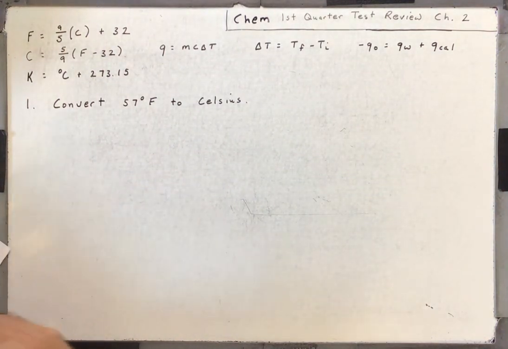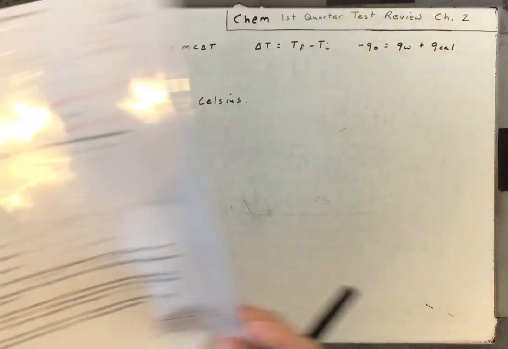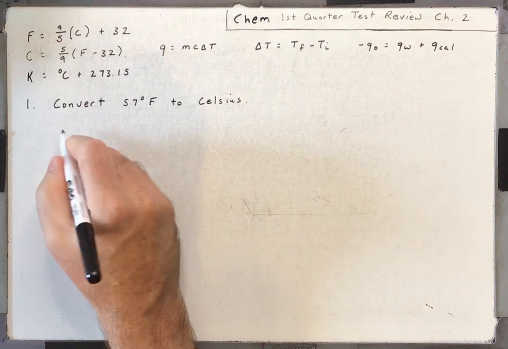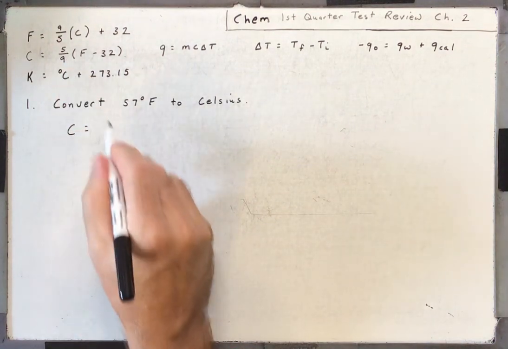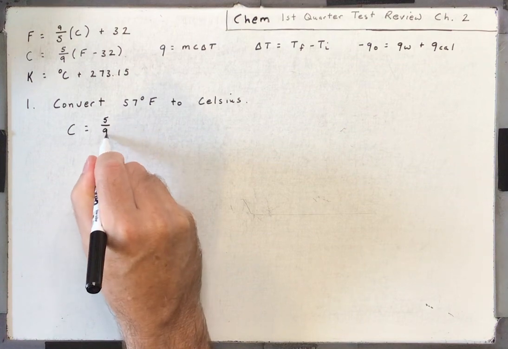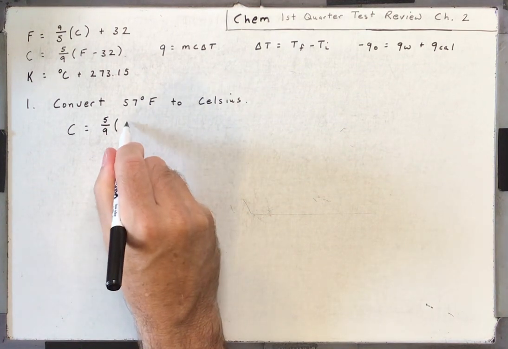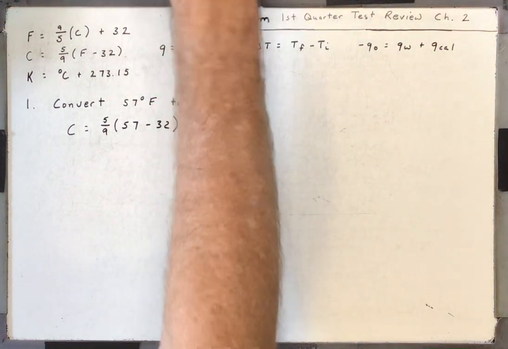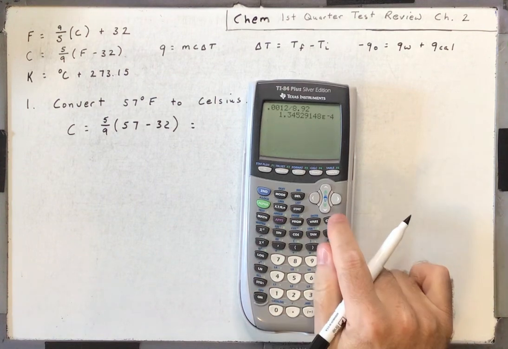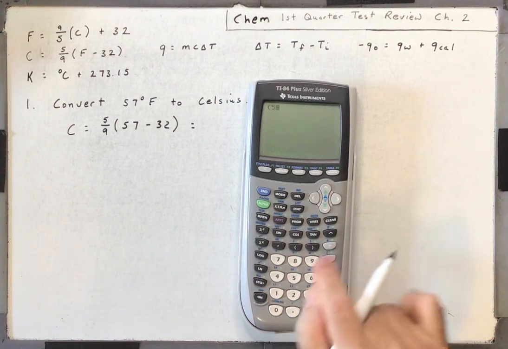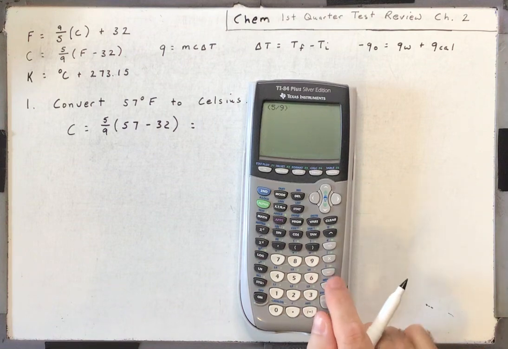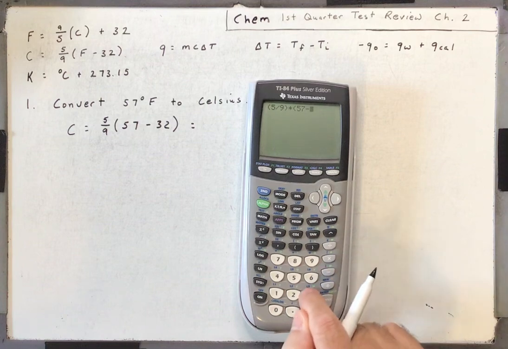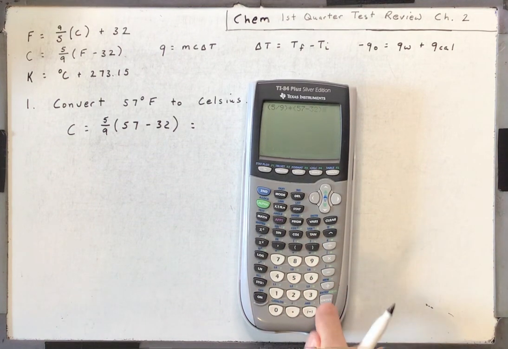So question number 1 from chapter 2 is convert 57 degrees Fahrenheit to Celsius. Okay, so Celsius, we're going to use this second formula, is 5/9 times 57 minus 32. So the way you want to put that in your calculator is, let's put the 5 divided by 9 in parentheses. And then times another parentheses, 57 minus 32. And then close those parentheses.